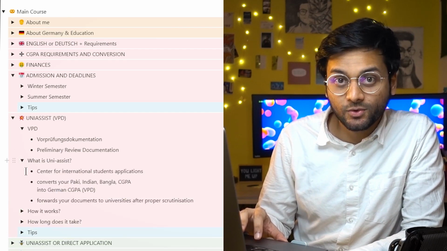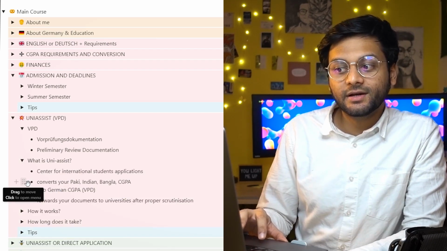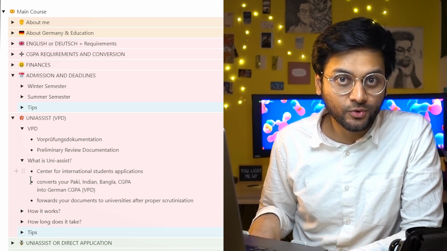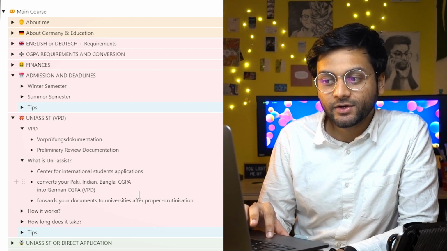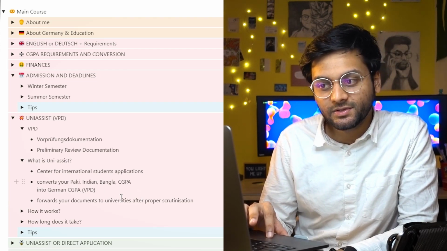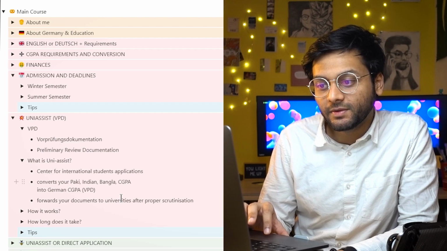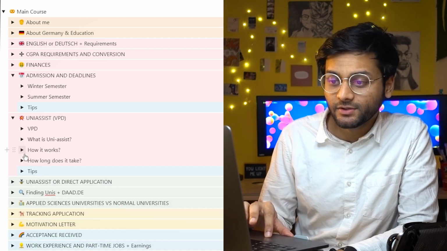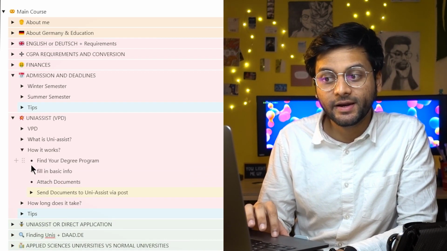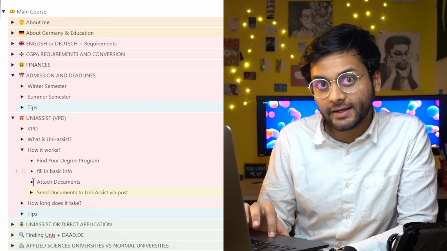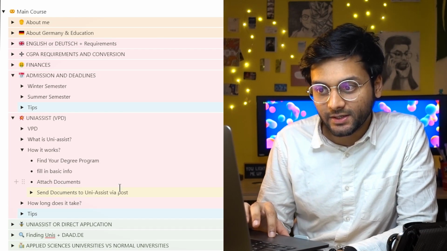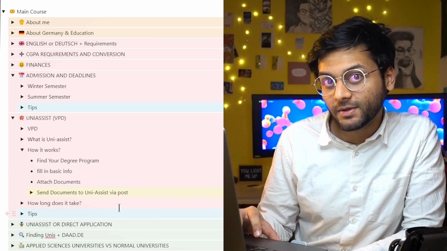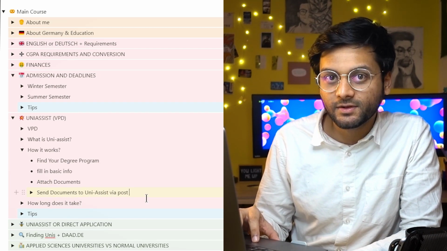Now, what is Uniassist? Who are they? Uniassist is like a center for international students applications. जो भी Germany आता है, all of the applications go through Uniassist. What they basically do is they convert your Pakistani, Indian, Bangladeshi CGPA into German CGPA, जो कि मैंने ऊपर बात की, they do the VPD thingy. And once they scrutinize, they forward your documentation to universities. How this whole Uniassist system works is that you have to find a degree program, fill out your basic information and attach the documents which are required for specific degrees. Then you send those documents to Uniassist via post as well. Here's a small list of documents which you have to send, like for example, O-levels metric के documents.